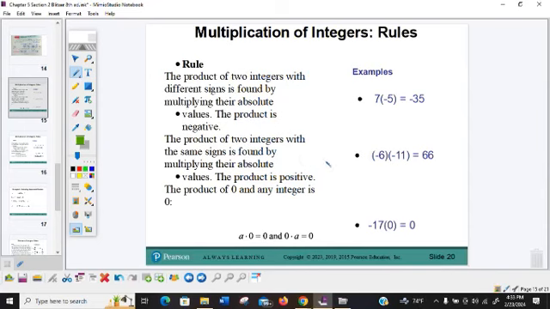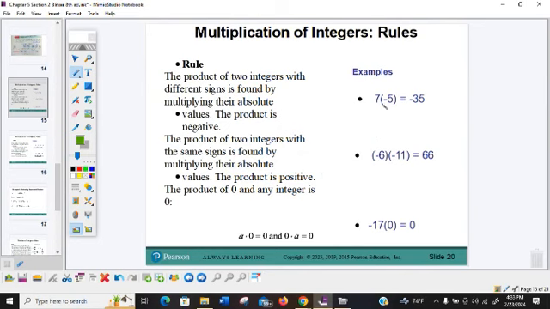Let's look at multiplication rules for integers and division rules. They happen to be the same. So the first rule is if you have one positive and one negative, then your answer is going to be negative. If you have two positives or two negatives, your answer is going to be positive.